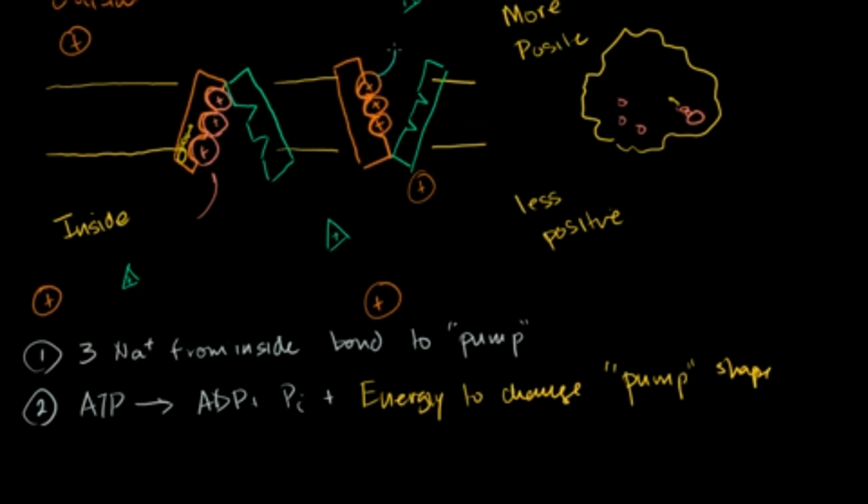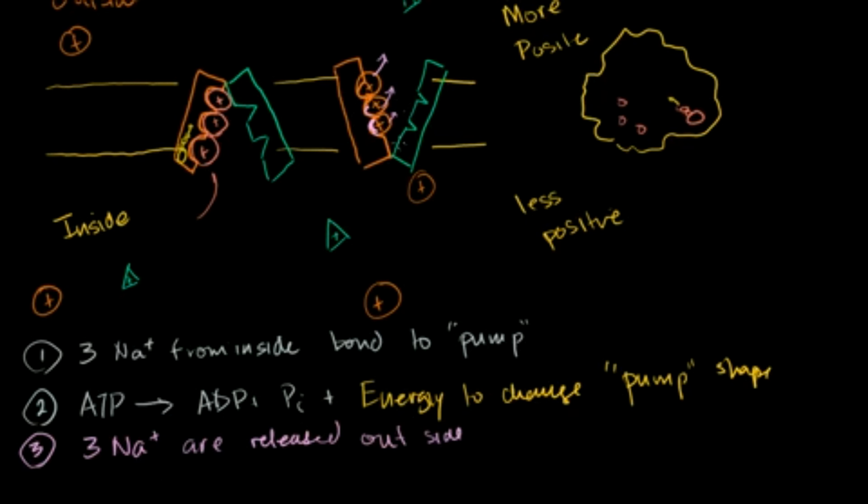But now, I guess we call it step 3, the sodium gets released outside the cell. When this changes shape, it's not so good at bonding with the sodium anymore. So maybe these could become a little bit different too, so that the sodium can't even bond in this configuration now that the protein has changed shape due to the ATP. So step 3, the 3 Na pluses, sodium ions, are released outside.